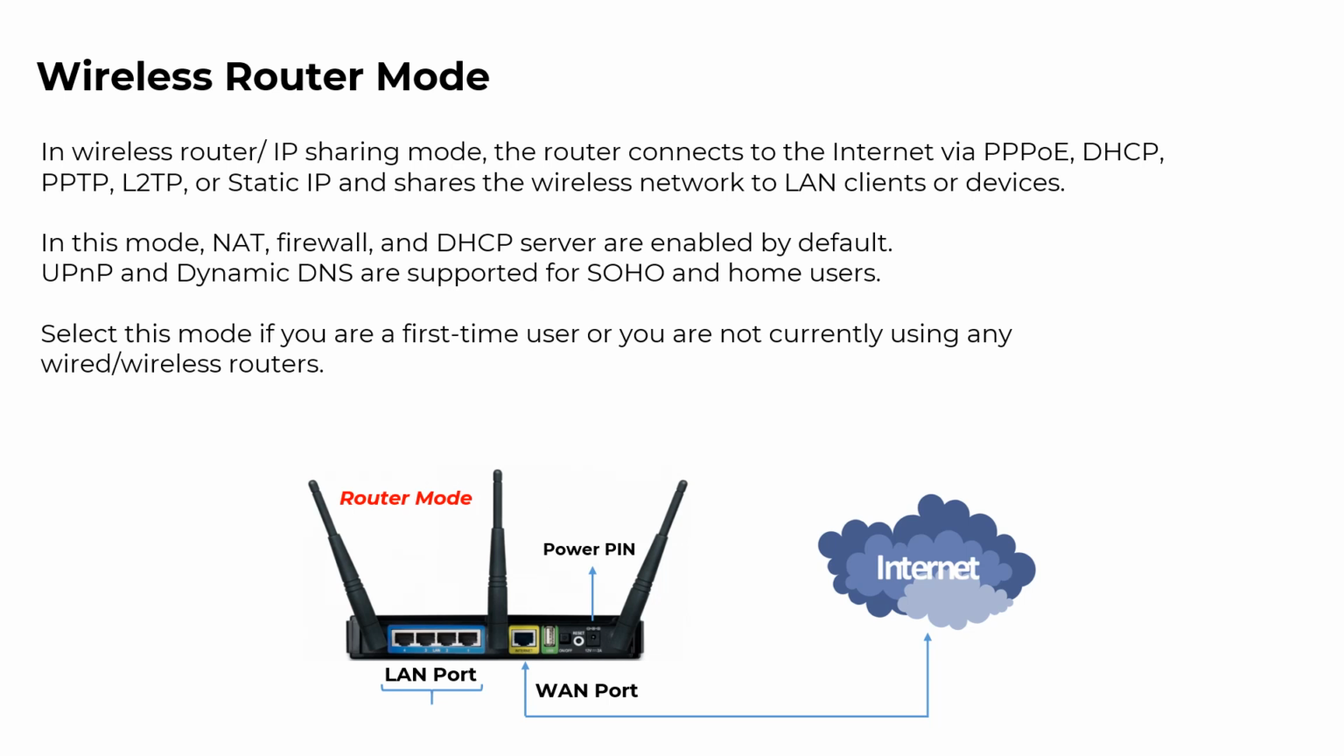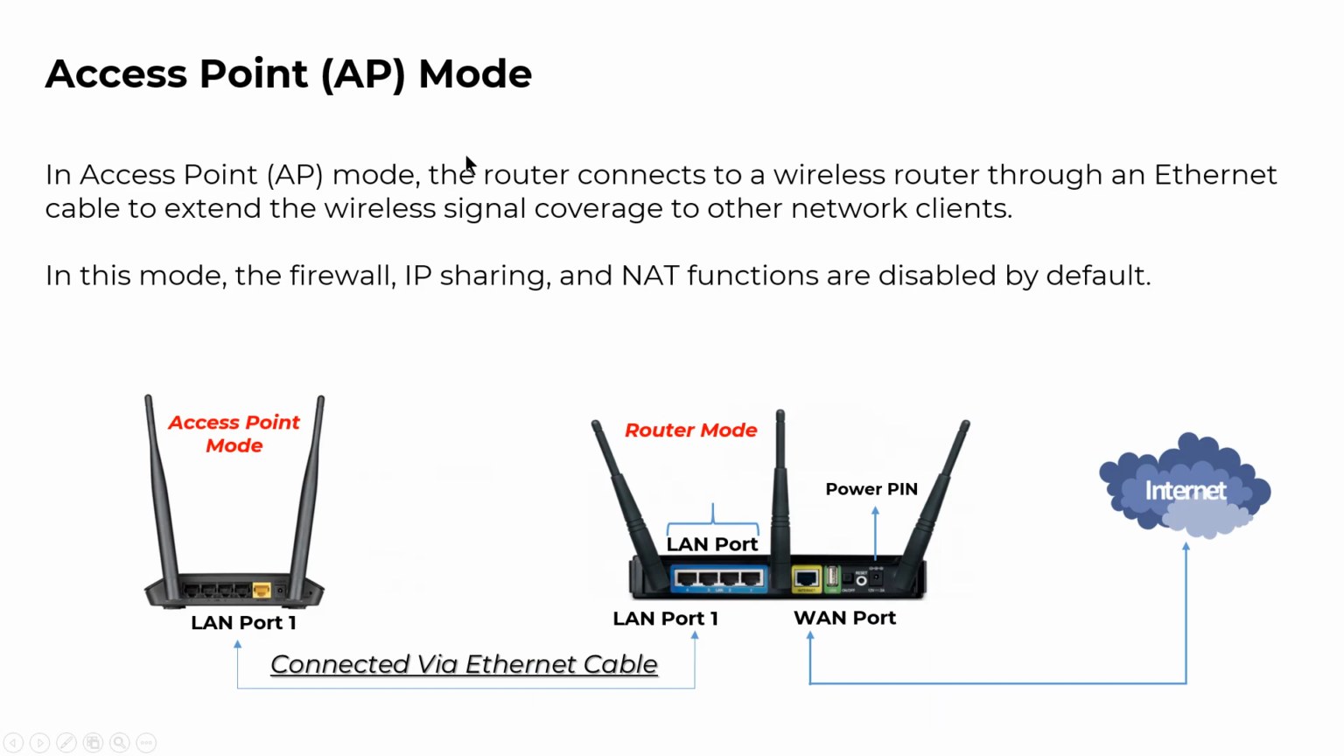Select this mode if you are a first time user, or you are not currently using any wired or wireless router at your home and you have an internet connection line provided by your internet service provider. You can connect it directly to the internet port, or you can say the WAN port, of the wireless device or wireless router or the Wi-Fi device. Okay, so the next operation mode is the access point mode.